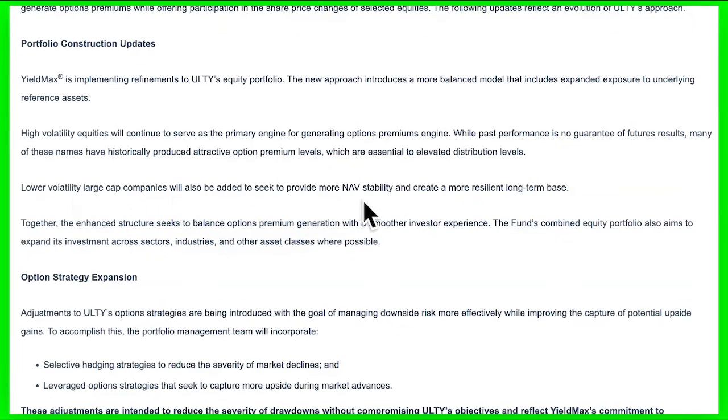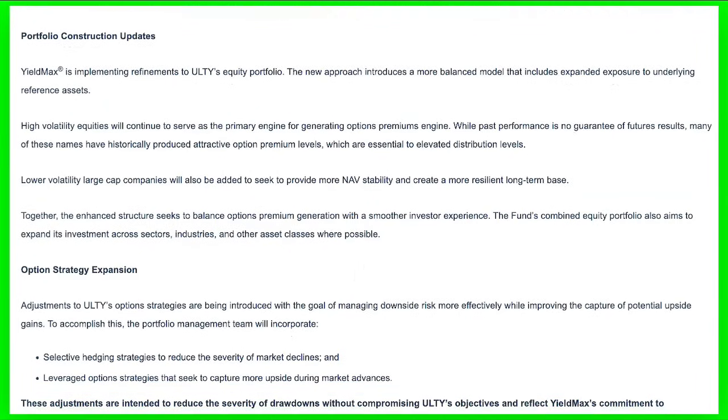Large cap companies will also be added to seek to provide more NAV stability and create a more resilient long-term base. The enhanced structure seeks to balance options premium generation with a smoother investor experience. The fund's combined equity portfolio also aims to expand its investment across sectors, industries, and other asset classes where possible.